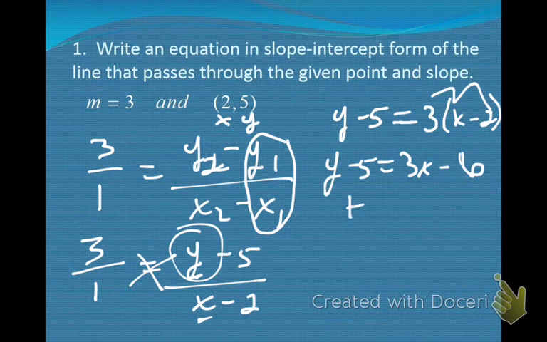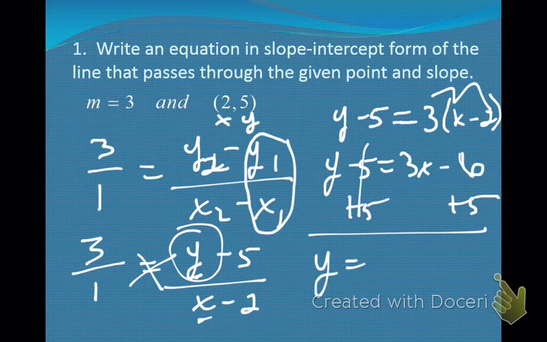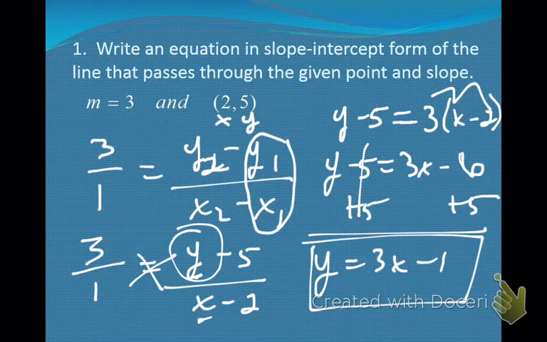Now to continue isolating y, we just add 5 to both sides. And so y is equal to 3x minus 1. And that's your equation in slope-intercept form. Okay? So, moral of the story is we start with the slope formula and just plug in what we know.